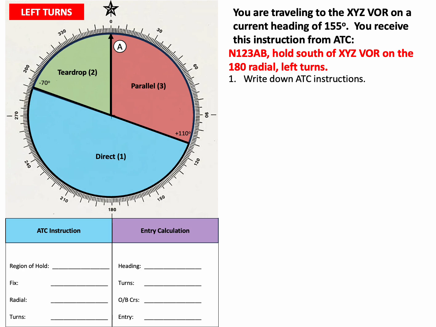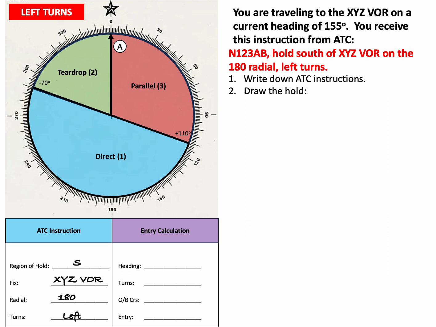First, write down the instructions as you heard or read them. Starting with the region of the hold, south, then the fix or waypoint is the XYZ VOR, the radial is 180, and this time the direction of turn is left. Now let's work on the rest of the problem.